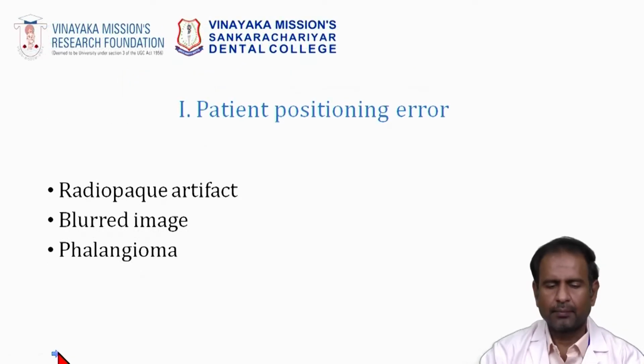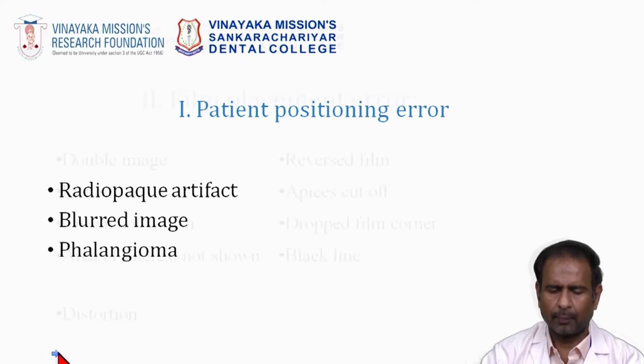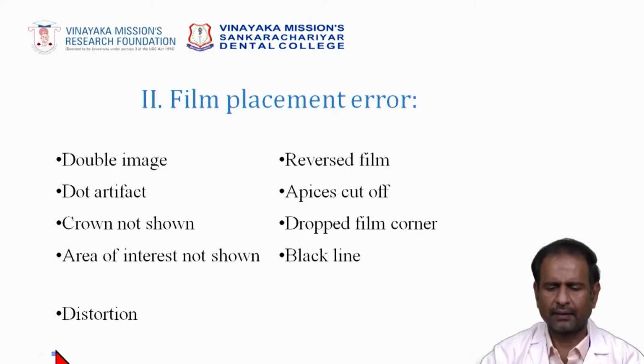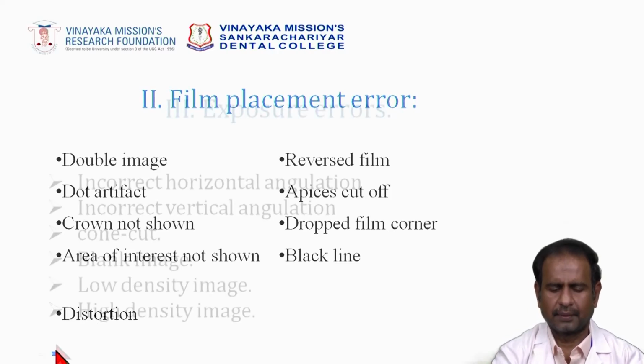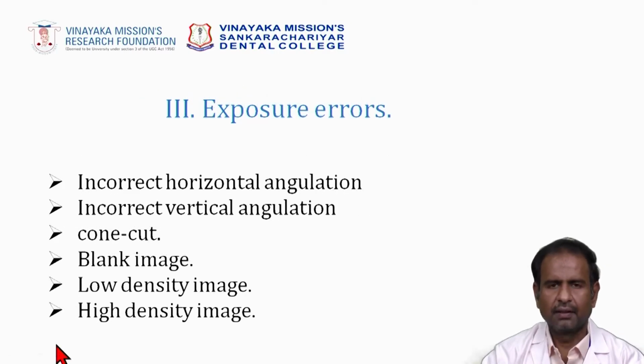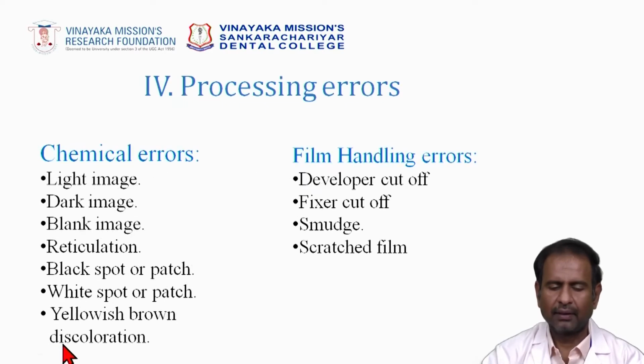First is the patient positioning error. What are the common errors that occur during patient positioning? The first are radiopaque artifact, blurred image and phalangioma. We will see them one by one. Second is the film placement error, the errors that occur during film placement. Third is the exposure error, the errors that occur at exposure time. Then the processing error, the final one, the errors that occur during processing.